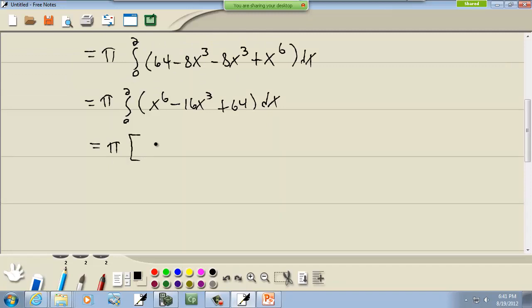Okay. Add 1 to our power, divide by our new power. So we got 1/7 x to the 7th. Add 1 to our power, divide by our new power. So minus 16 fourths x to the 4th. And then 64 becomes 64x.